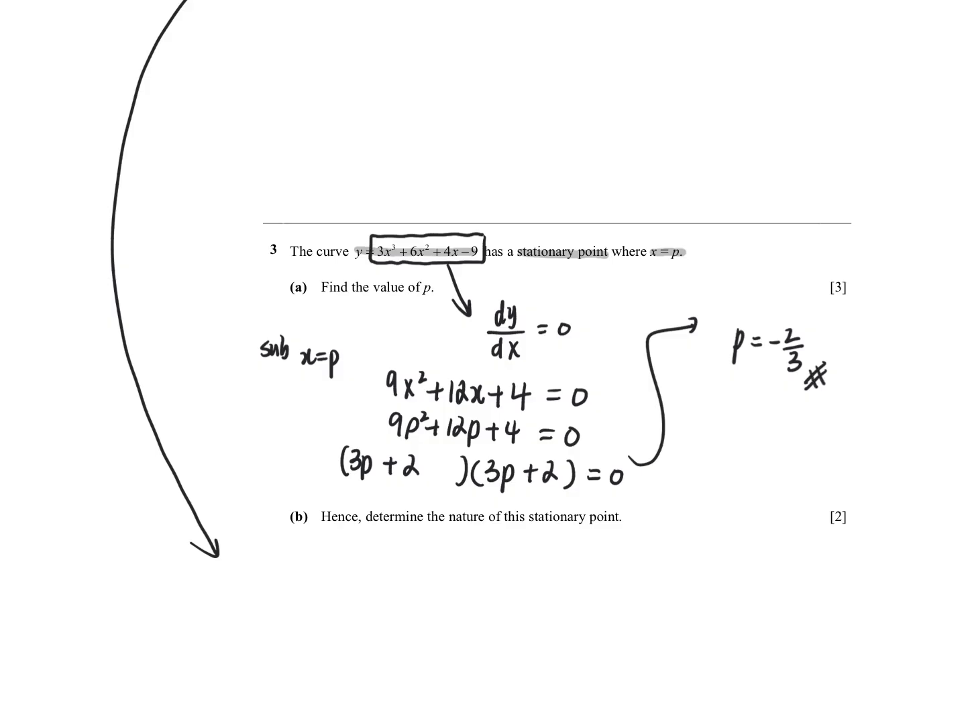Yeah. Okay, so this is the first one. The moment you know is dy dx equals to 0, 1 mark. Equating this to 0 is 1 mark. Solving, answer mark.